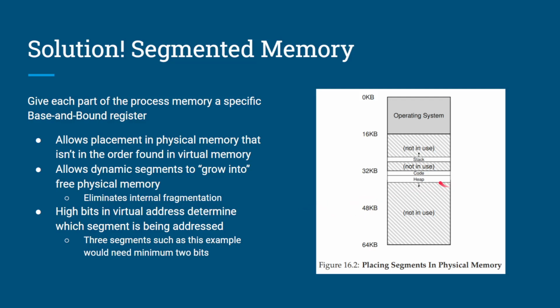Now, how do we actually perform this operation? How do we decide which base and bound register we're going to use? Well, considering we have 3 segments here, we can actually address the 3 segments using just 2 bits. With just 2 bits, we can address a maximum of 4 segments. We only need 3, but 2 bits are still necessary. So let's simply take the high bits of our virtual address to determine which segment we're using.